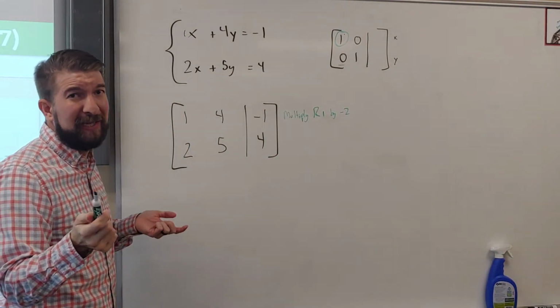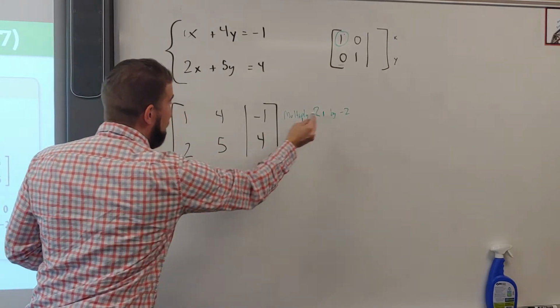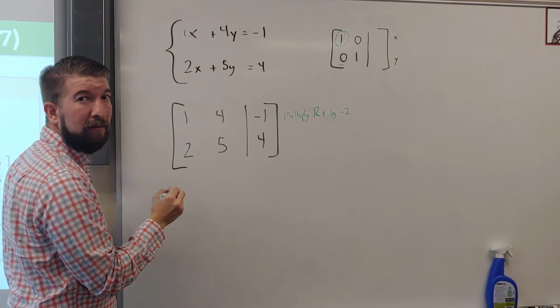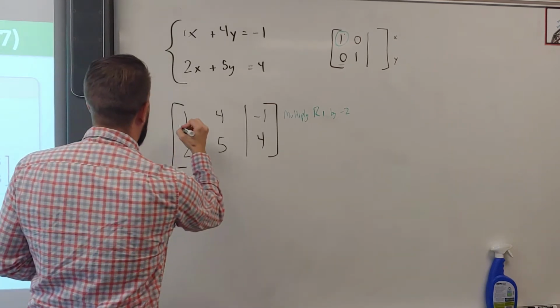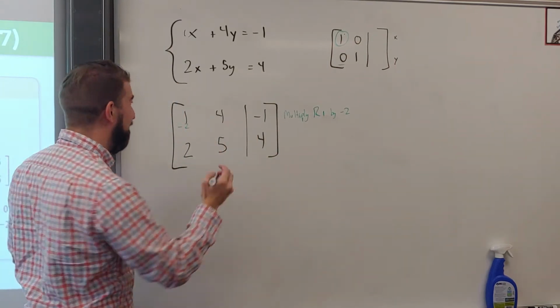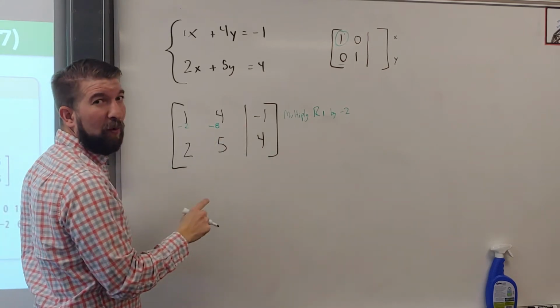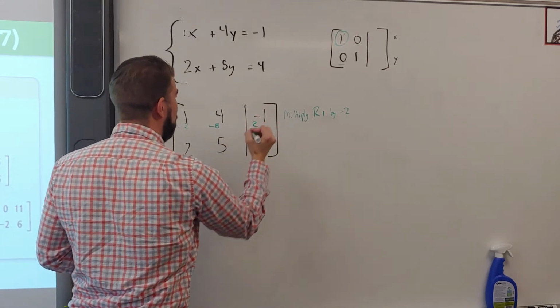And I would recommend maybe getting colored pencils. It's also more fun and more colorful. But -2 times 1 is? -2. There we go. -2 times 4 is? Negative 8. Thank you, Ms. Collette. And then negative 2 times negative 1 is? Positive 2. Very good.